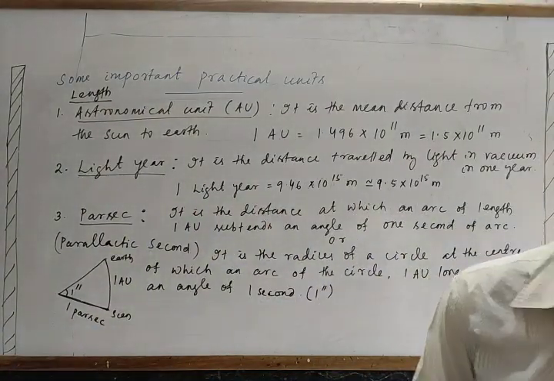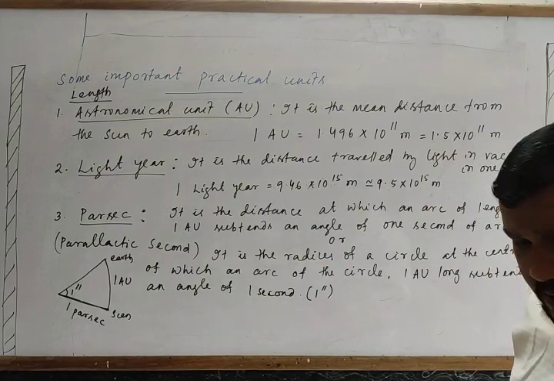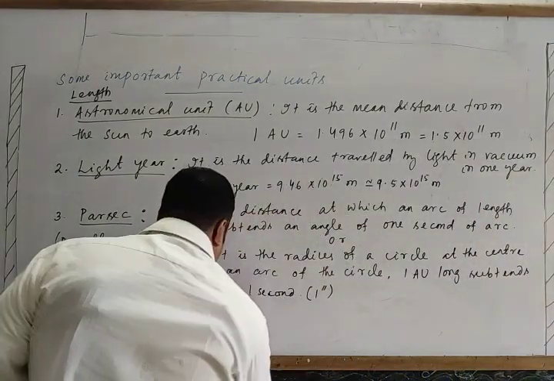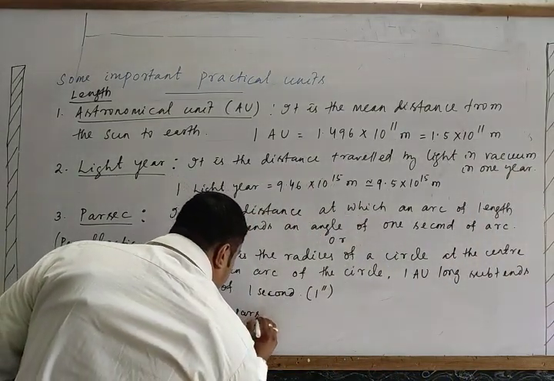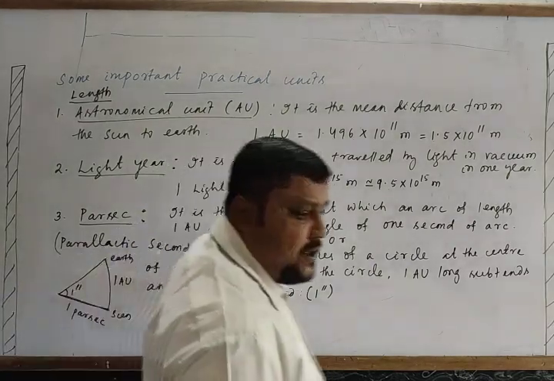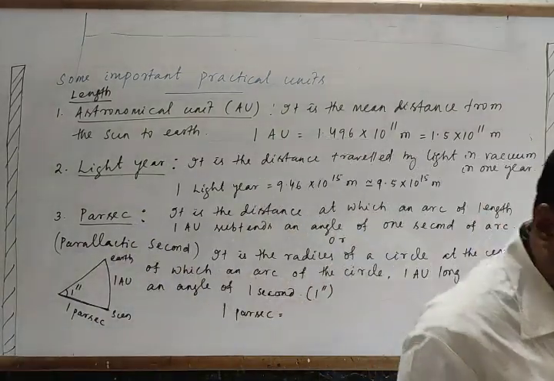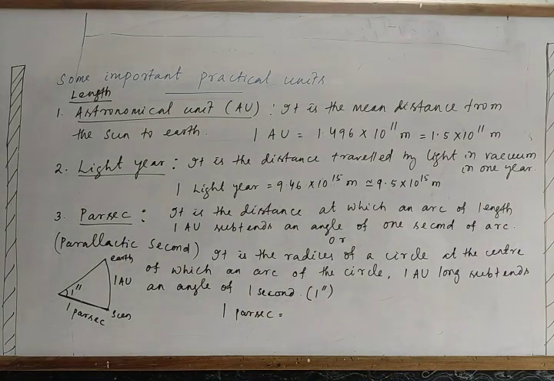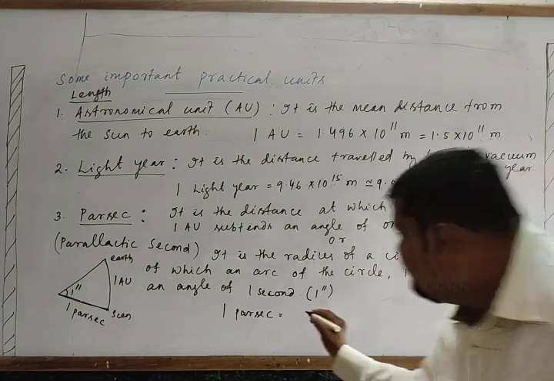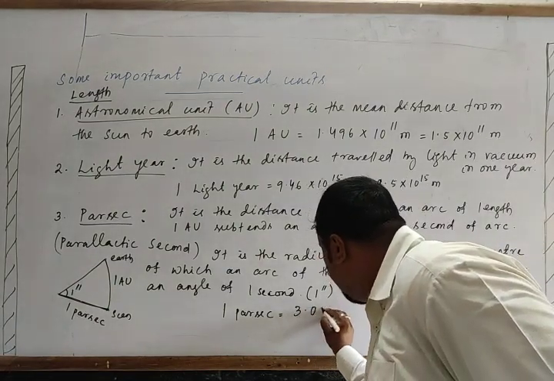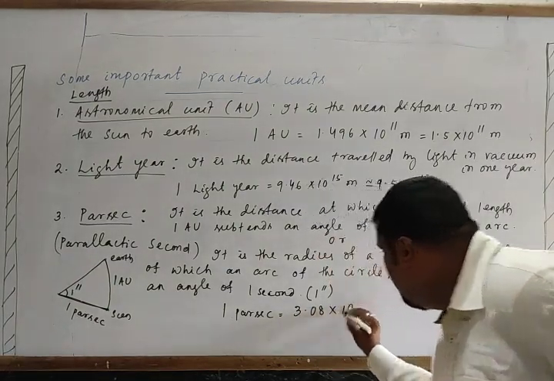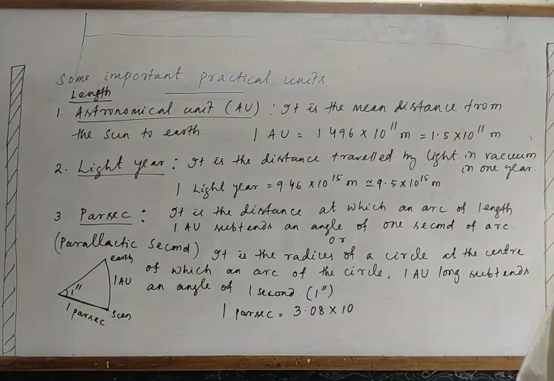And let me write the value of 1 parsec. If you convert that second into an angle and calculate, 1 parsec is equal to 3.08 into 10 to the power 16 meters.